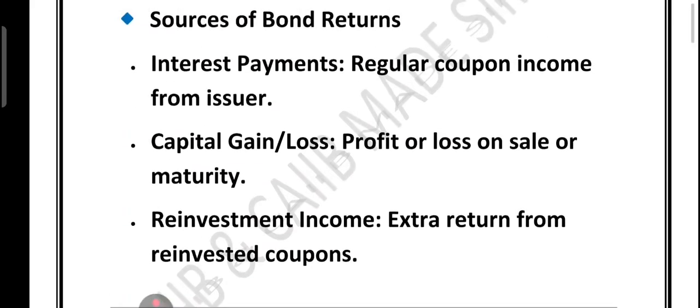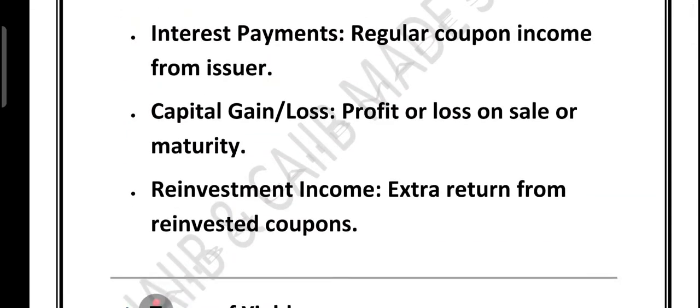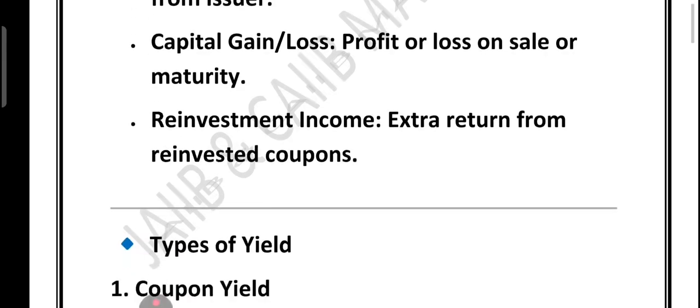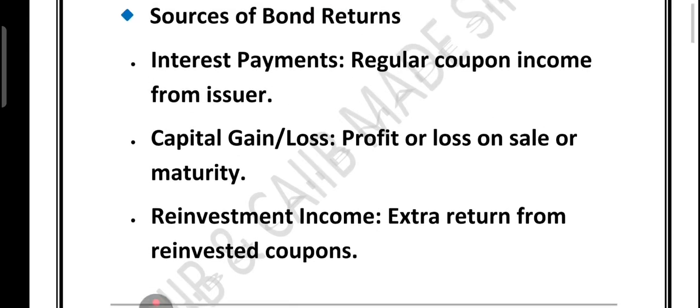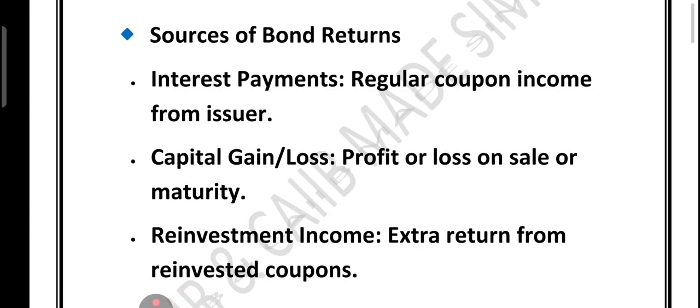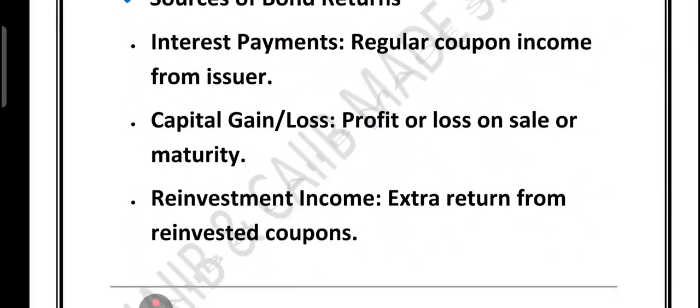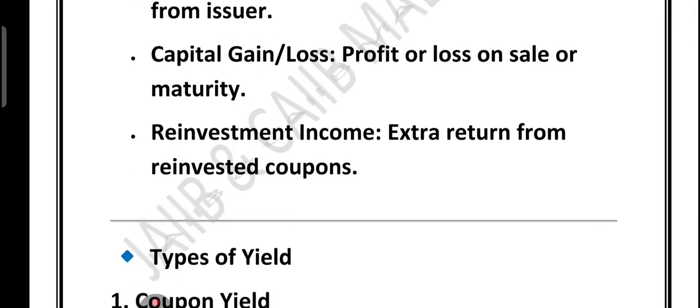So first of all, you have interest payment from the bond, also called the coupon income. Second, there is a capital gain or capital loss. Third, there is a reinvestment income, which means the extra return you earn while you reinvest those interest payments instead of keeping them idle. So in simple words, a bond can make money for you in three ways: interest, profit on selling and reinvestment. Interest payment means regular income from the issuer, capital gain and loss means profit and loss on the sale or maturity, and reinvestment income means extra return from reinvested coupons.